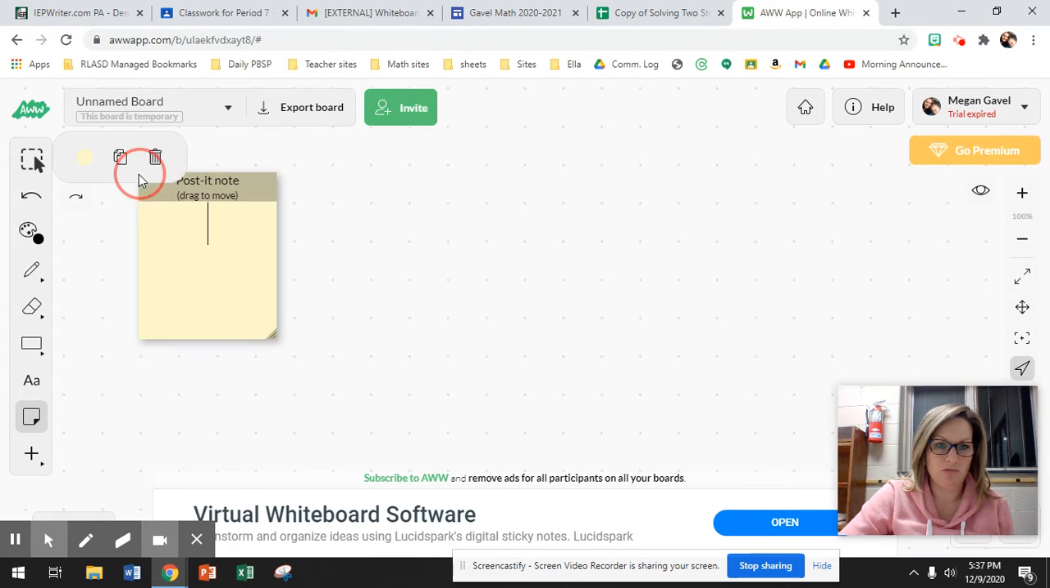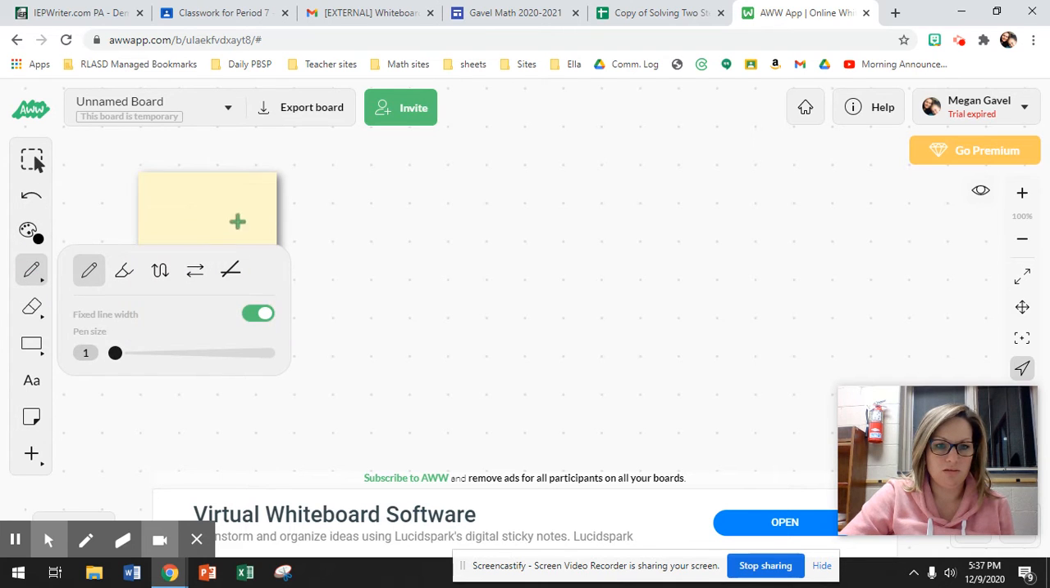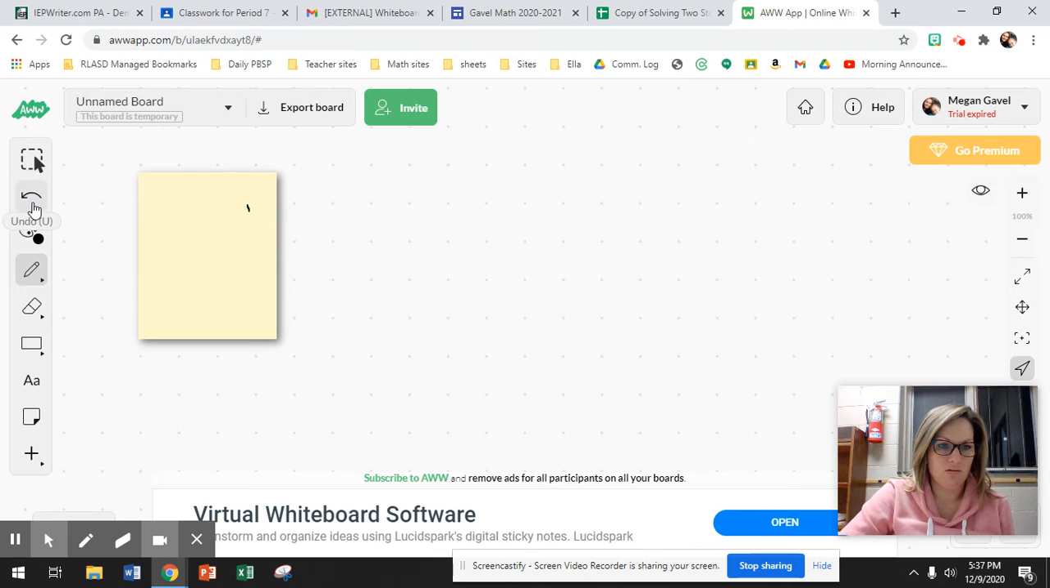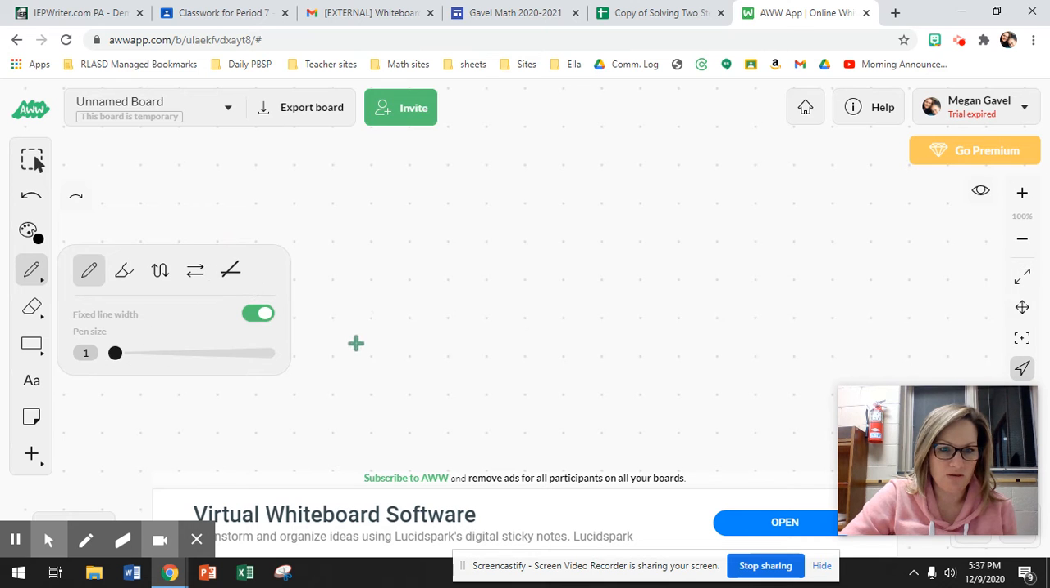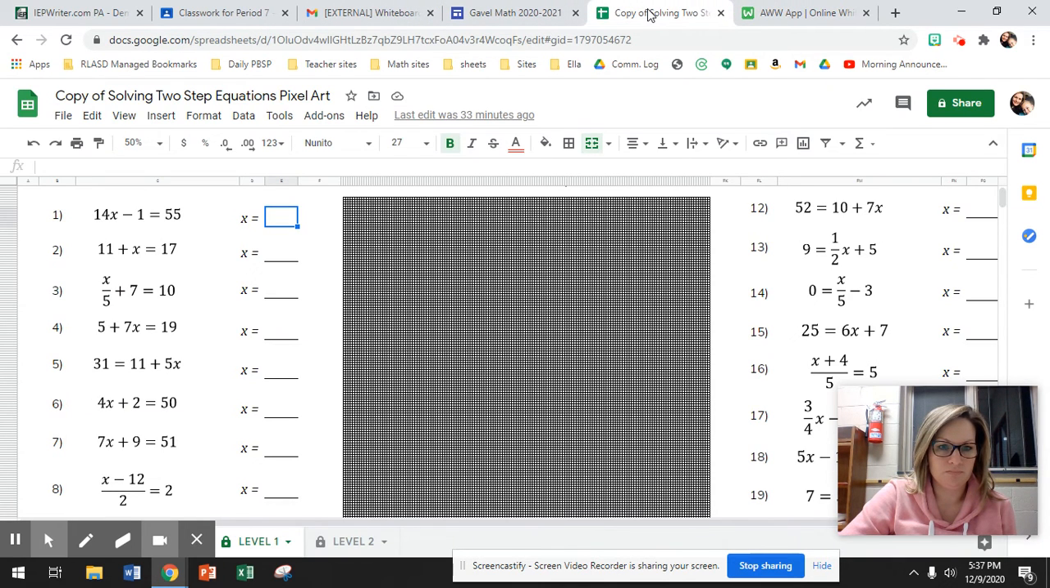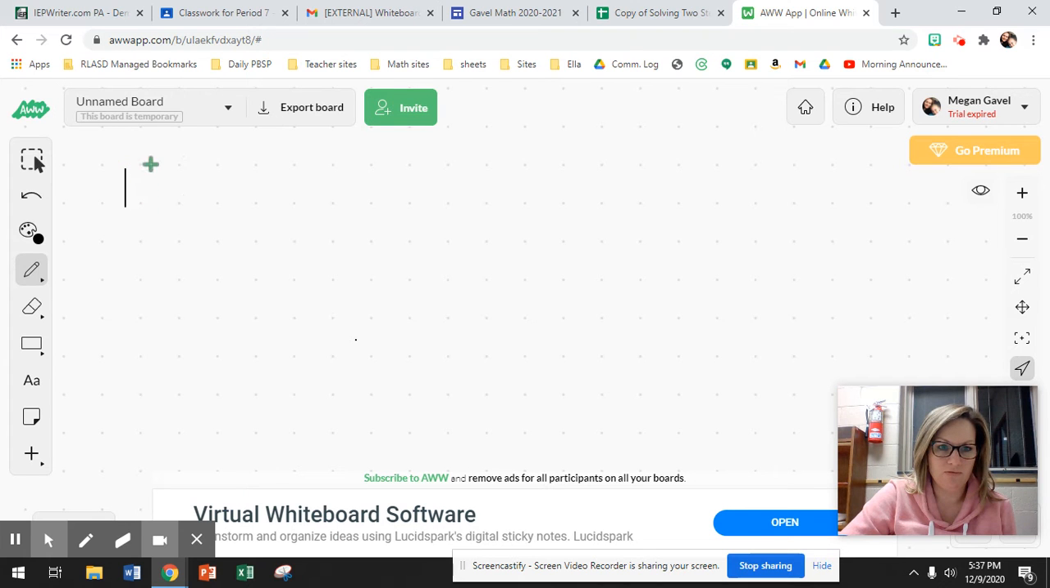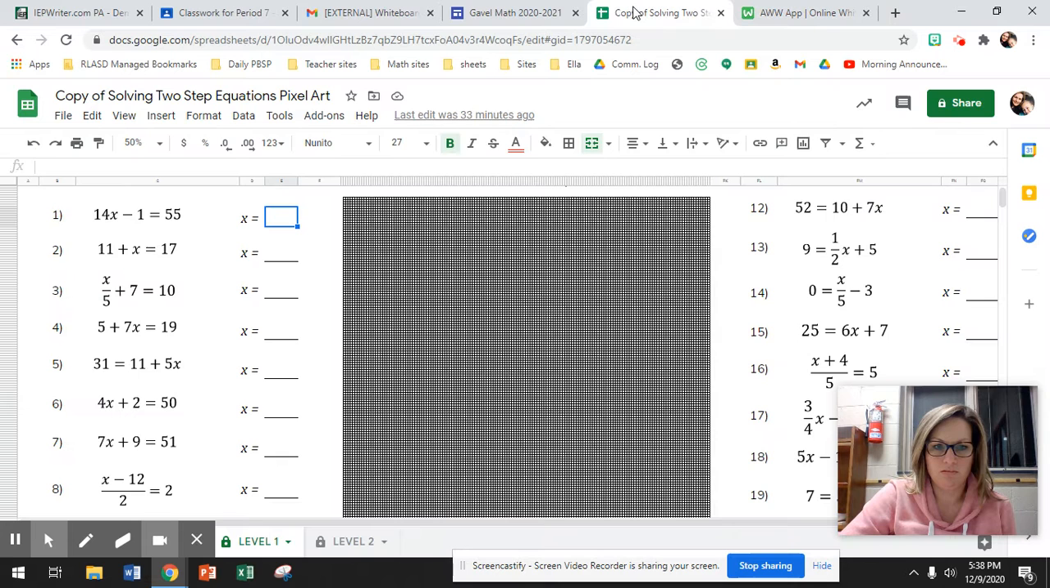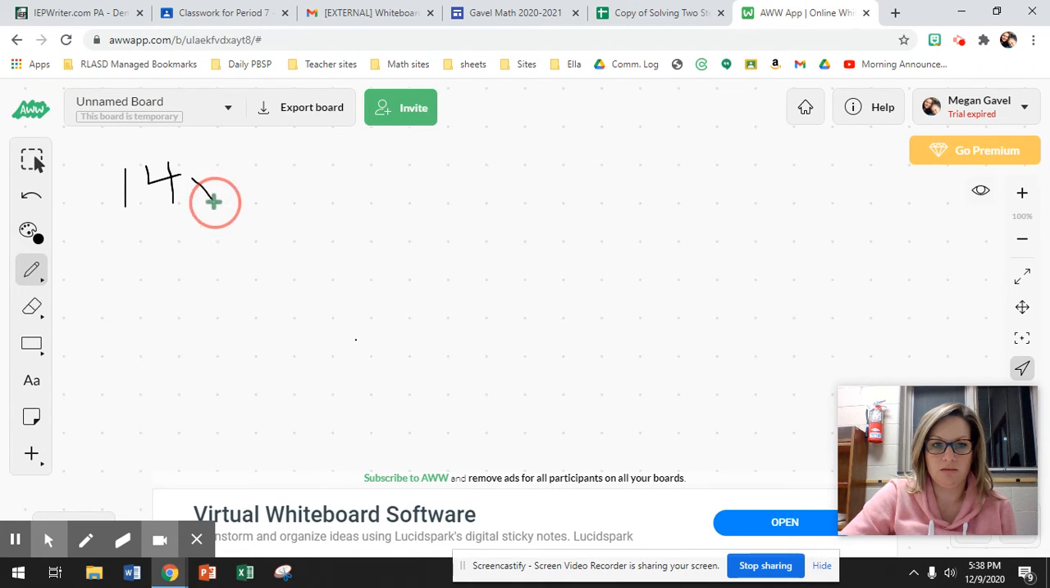I'm going to do this as an example with you. Here we go. 14x minus 1 equals 55. The x is important. So 14x minus 1 equals 55.